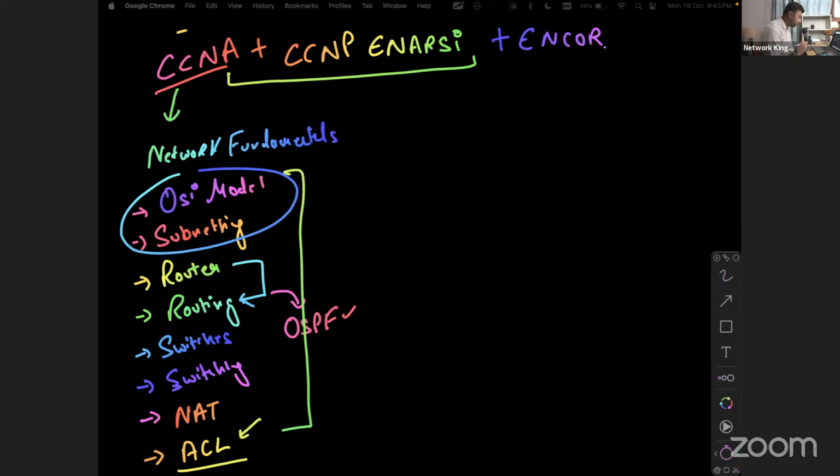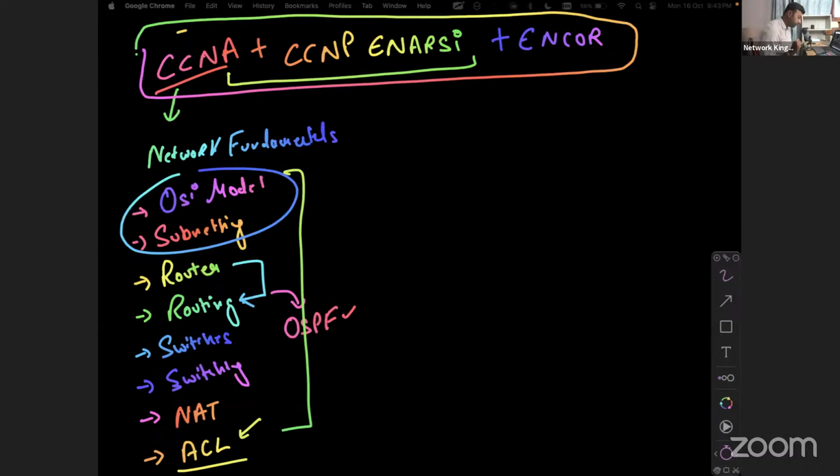Okay, so I would recommend, if you are not on a tight budget, then go for all of CCNA, CCNP ENARSI and ENCOR. But some people want to learn firewall. That's why we made another combo, CCNA plus CCNP ENARSI plus firewall, like Palo Alto firewall.